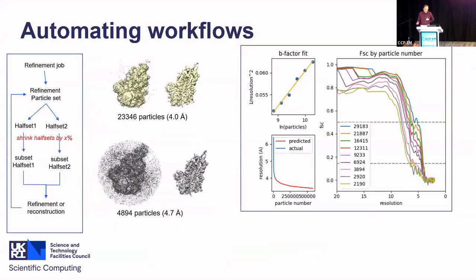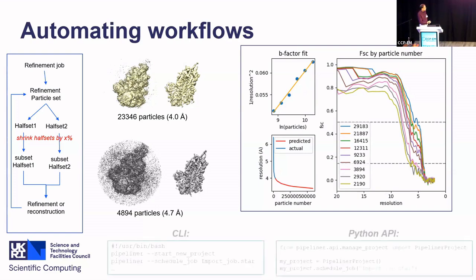So yeah, Pipeliner is meant to be a very flexible architecture and allow you to design your own workflows. So this is just an example of a workflow that Matt did in-house, to look at how reconstructions vary as you change the number of input particles going into it. So there's a little workflow set up here. Separate the particles into half sets, and then you can shrink these half sets and look at what the effect is on the reconstruction. So that's just an example of doing a novel workflow using the Pipeliner tools.